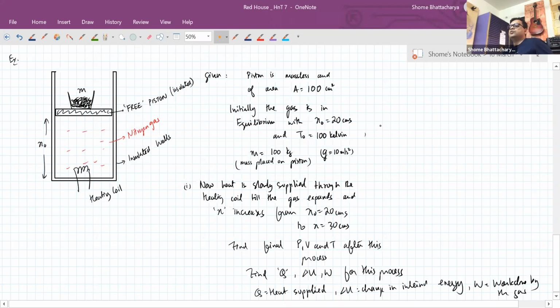Okay, another thing given is that atmospheric pressure is equal to 10 raised to 5 pascals. So we have to take this approximate value of atmospheric pressure and do this calculation. Just try this question out, people.